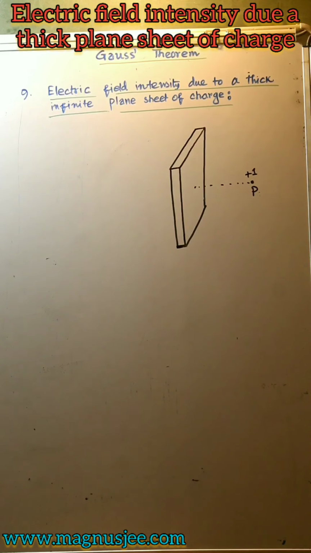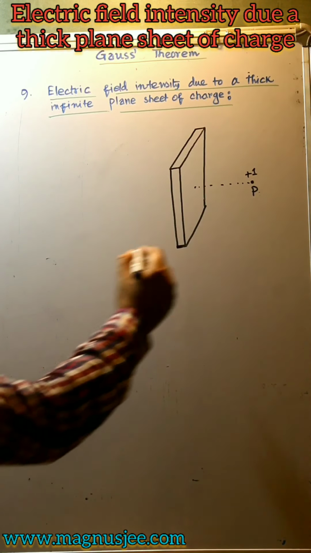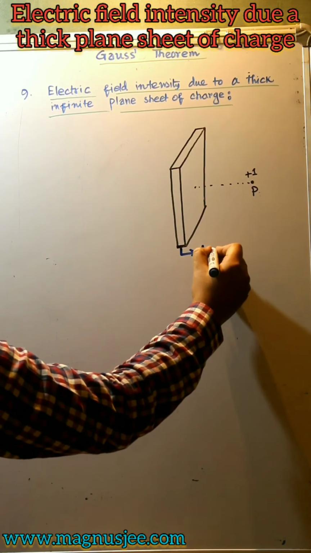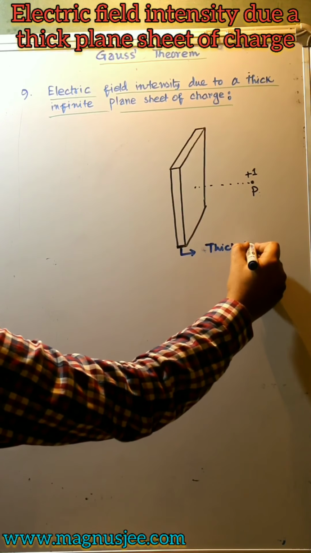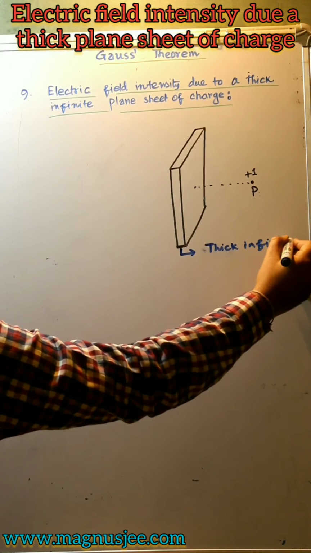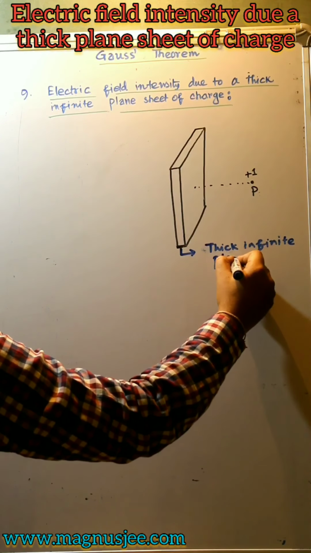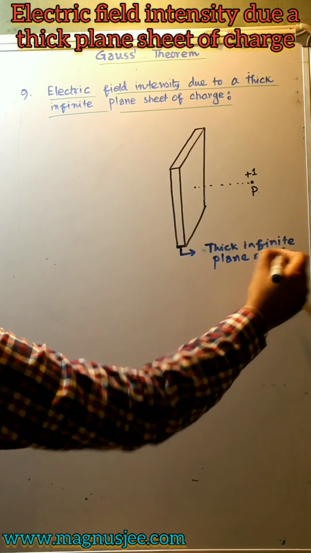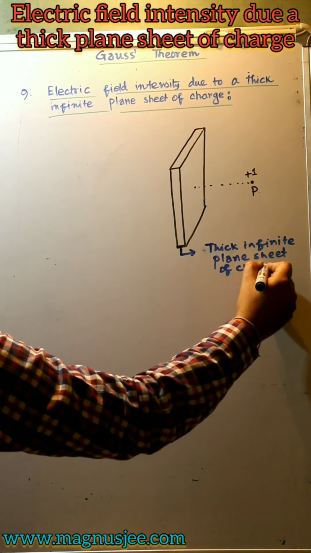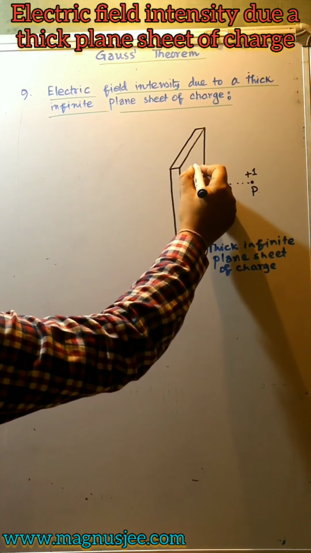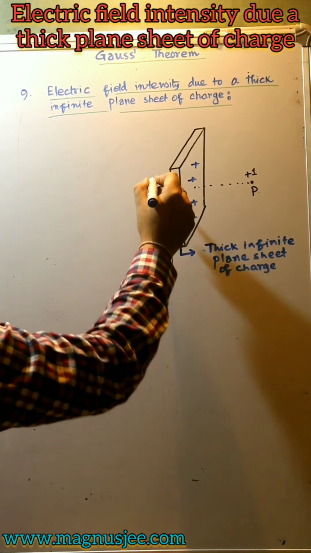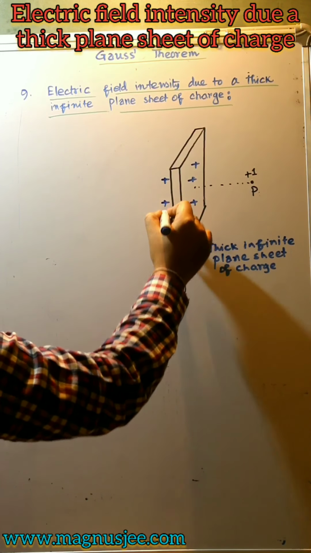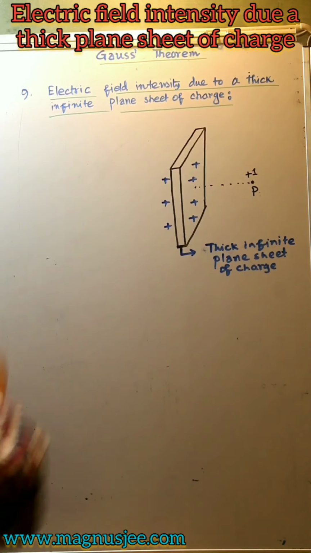Electric field intensity due to a thick infinite plane sheet of charge. In this case, it is infinite thick, not thin; it should be a thick infinite plane sheet of charge. We have to consider that positive charge is uniformly distributed on the two sides of this thick infinite plane sheet of charge. This has a first surface and a second surface.